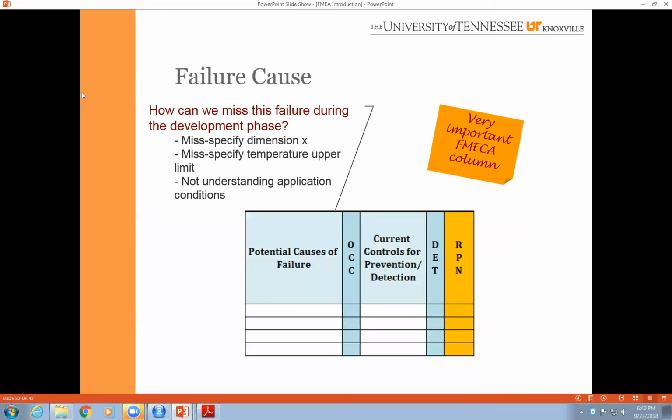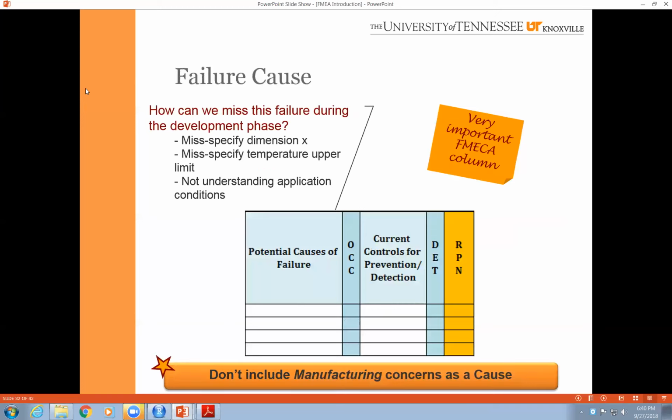Again, I think about it as one of the most critical columns in FMEA, because based on that, you can start thinking about what can I do to fix that problem, okay? When you think about design FMEA, try not to include manufacturing-related causes. Somebody will assemble it wrong? Well, let's go ahead and put it on a parking lot for the manufacturing team. When they do process FMEA, they can take that one and think about it. Just think about what could go wrong in the design.